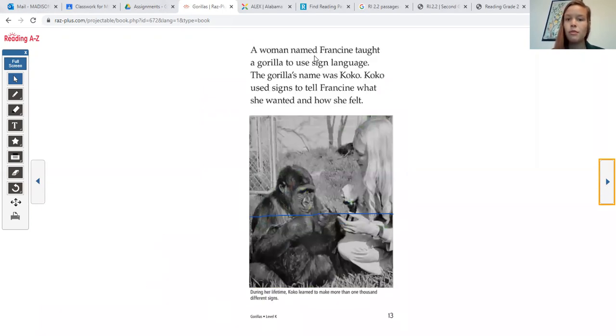A woman named Francine taught a gorilla to use sign language. The gorilla's name was Coco. Coco used signs to tell Francine what she wanted and how she felt.